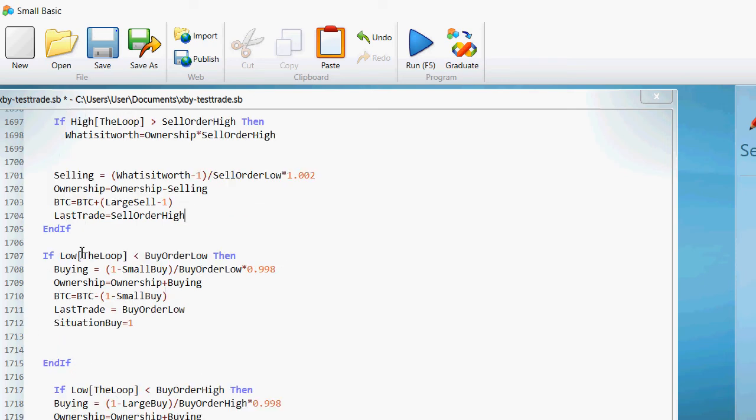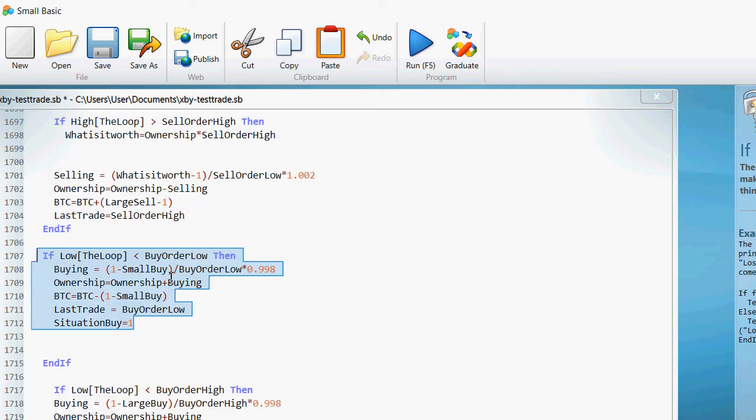If low, the loop, is less than the buy order, then buying equals 1 minus small buy. So minus 0.9, that makes it 0.1. So 1 divided by buy order multiply 0.998, because of the rake, you're paying less. Ownership, so this is all fine and dandy.